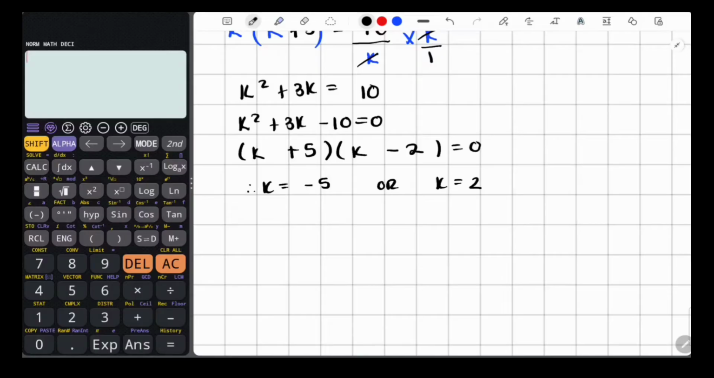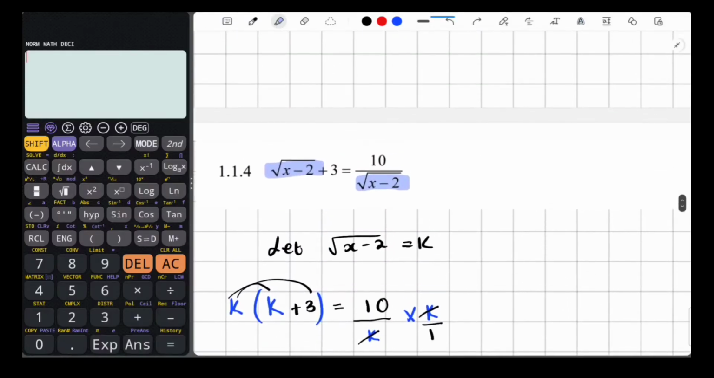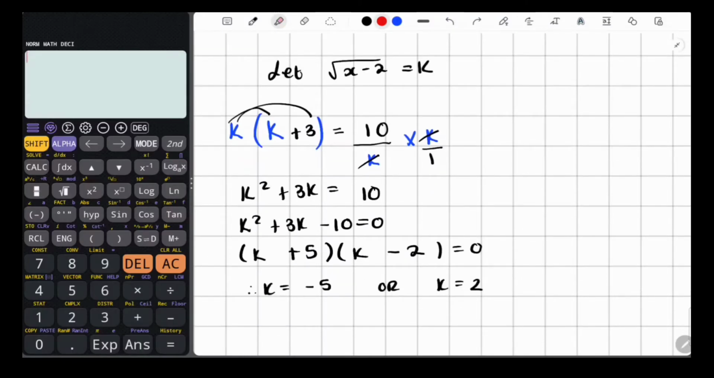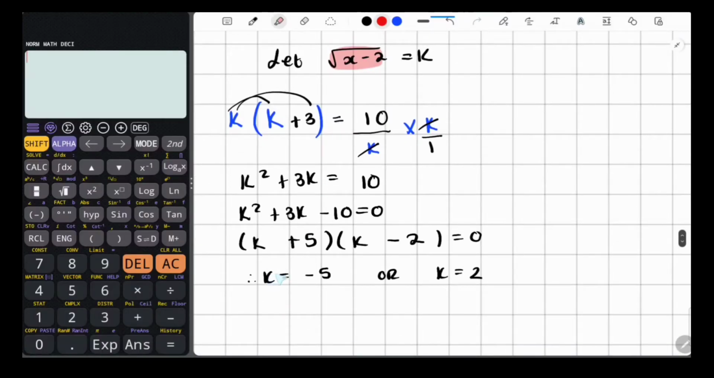Okay, and now we have solved for k. But remember, in this equation, we actually have to solve for x, not just k. So k was just to help us. The main goal is to solve for x. So remember in the beginning, we let k be equal to this, so we're just going to replace it back here now, since that was k. So we're saying now that the square root of x minus 2 is equal to negative 5, or again, k is this, so the square root of x minus 2 is equal to 2.